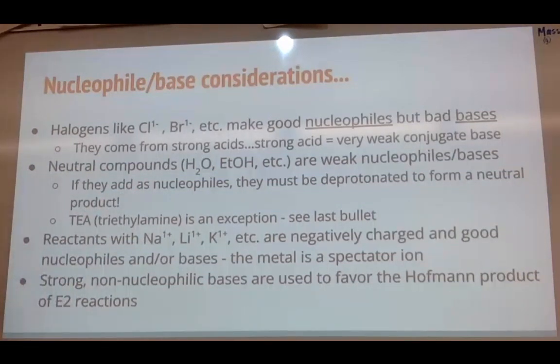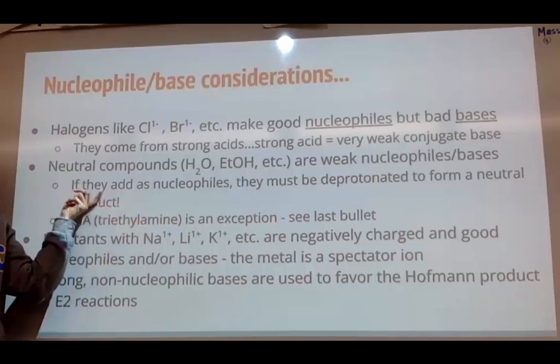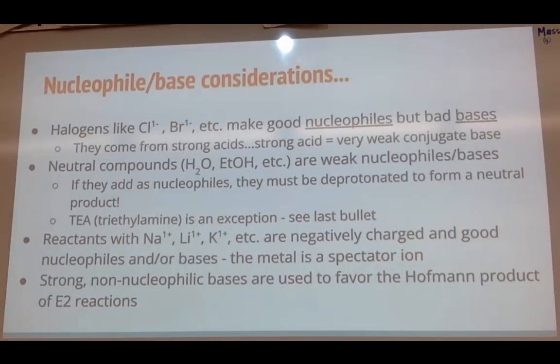Neutral compounds, water, ethanol, methanol, these are weak nucleophiles and weak bases. If we add them as nucleophiles, as we looked at in the mechanisms that we did, we have to make sure that we use that solvent again to pull off the hydrogen to prevent any formal charges. Triethylamine is an exception. So triethylamine is this strong non-nucleophilic base. You'll see as we go through practice the common strong non-nucleophilic bases. Potassium tert butoxide, triethylamine. These are the ones that we use to favor the Hofmann product in E2 reactions.